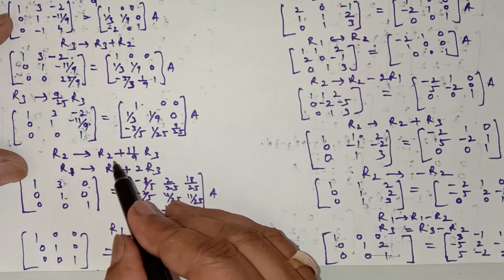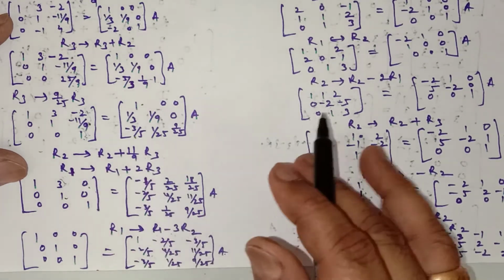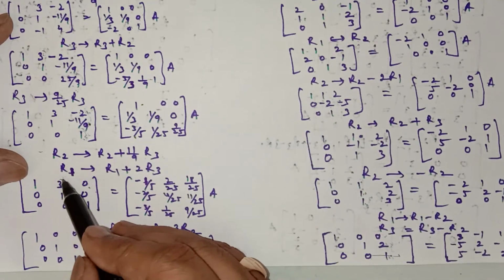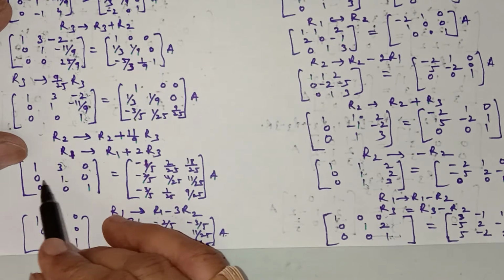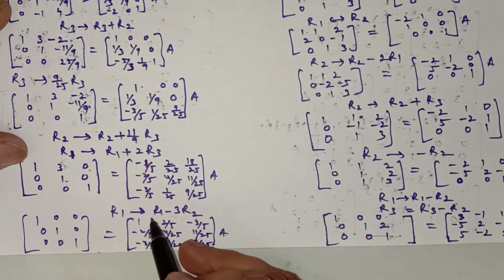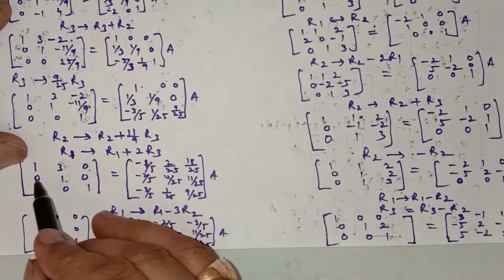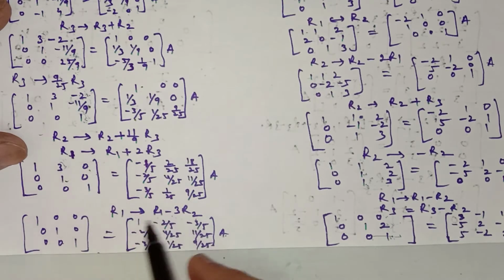So R2 is equal to R2 plus 11 upon 9 R3, and R1 is equal to R1 plus 2 times R3. Now I have to make this element 0. So how can I make this element 0? Multiplying the second row by 3 and subtracting from R1. So R1 is equal to R1 minus 3 times R2. Multiply the second row with 3 and subtract from R1.